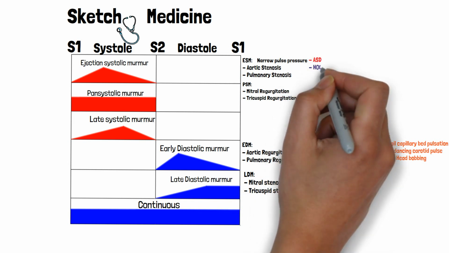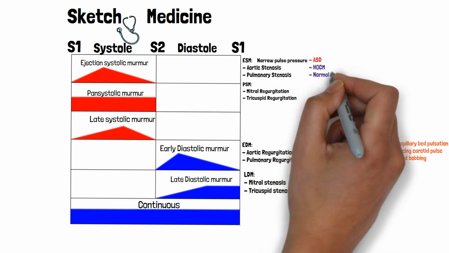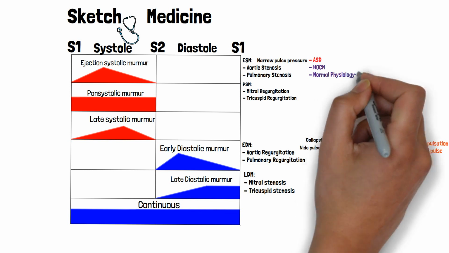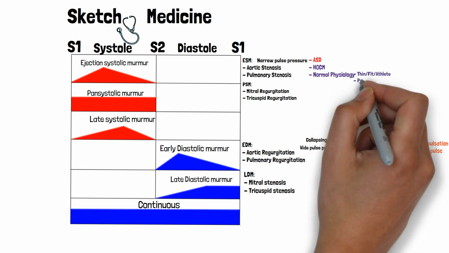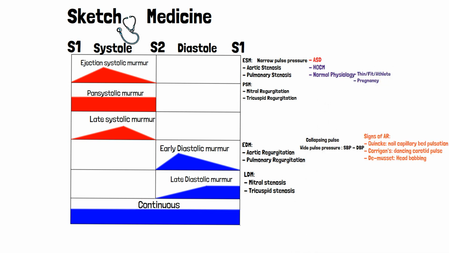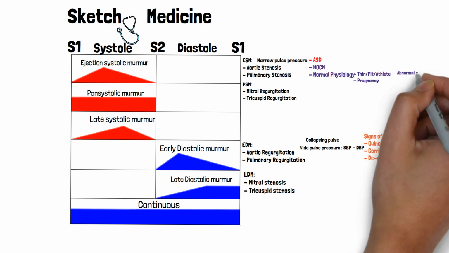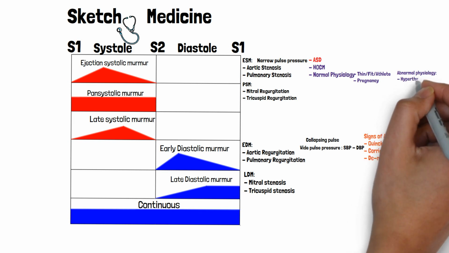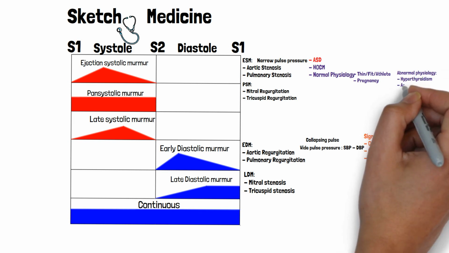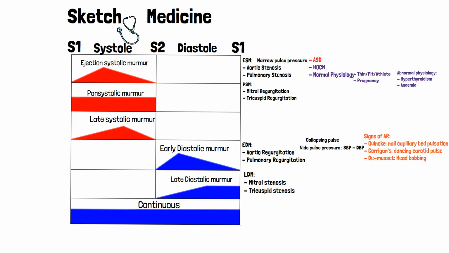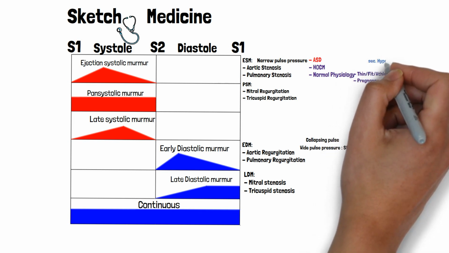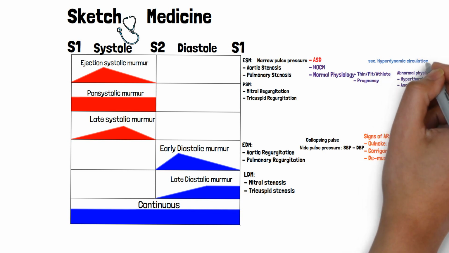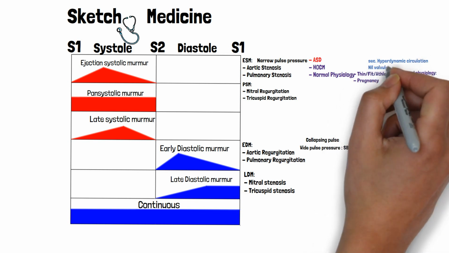Now with ejection systolic murmurs, you can have other conditions under this heading. These include an atrial septal defect, a hypertrophic obstructive cardiomyopathy or HOCM. You have normal physiological states that, for example, in patients that are thin, fit and athletic, or pregnant patients, and abnormal physiological states, and this can be in hypothyroidism, for example, or anemia. Now both normal and abnormal physiological states demonstrate a flow type of murmur secondary to a hyperdynamic circulation. So essentially, these murmurs are a result of valvular pathology.